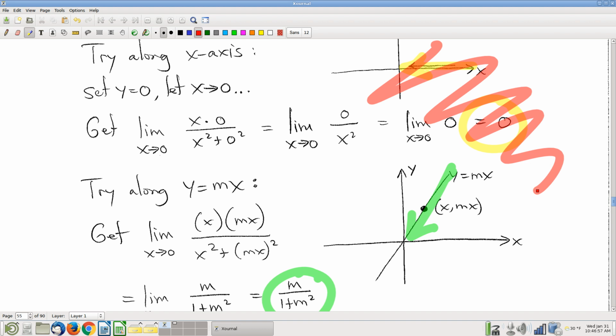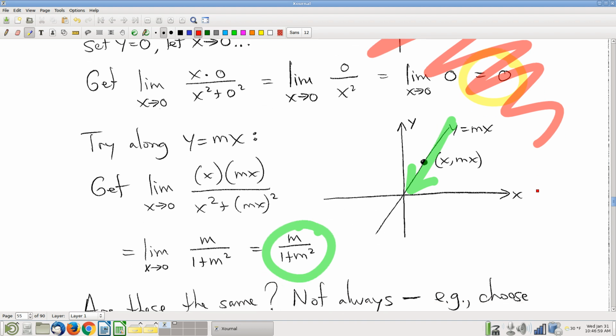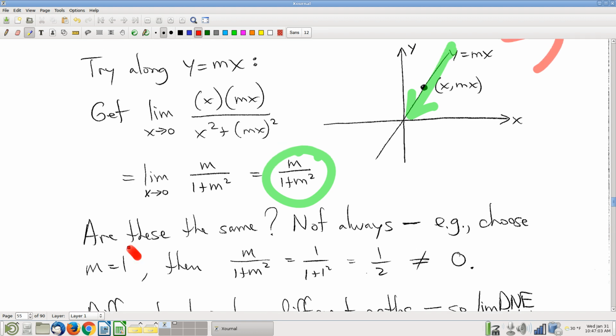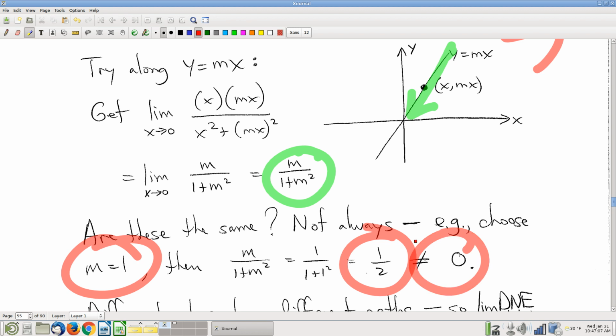So, done. This limit doesn't exist. It's not always the same value. So, for example, plug in m equals 1. We get 1/2. That's not equal to the value that we would have gotten if we plugged in m equals 0. So this is garbage.